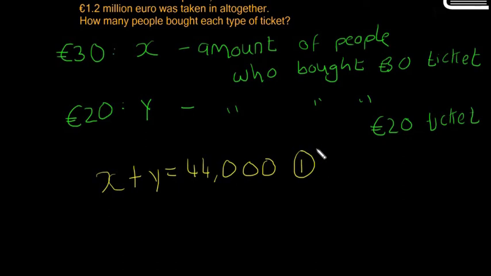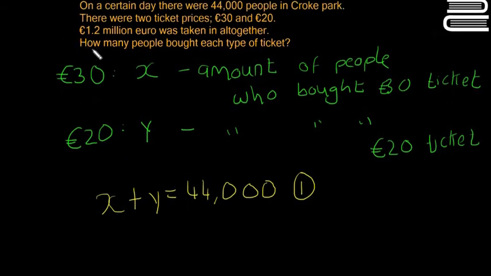So now obviously we need a second equation with x and y in it so we can solve them. Because if you have two unknowns, then you need two equations to solve those two unknowns, okay? The second piece of information we're going to look at is this €1.2 million, okay? I'll change colour, I'll go blue. So €1.2 million was taken in, okay?